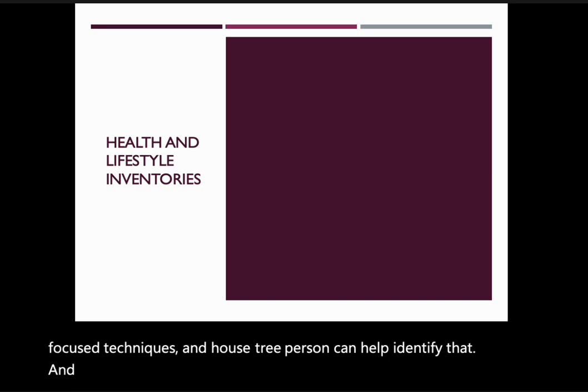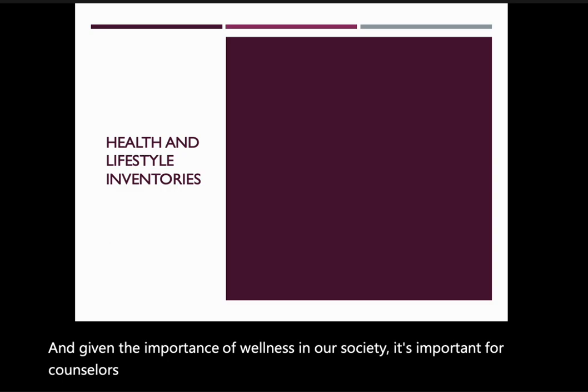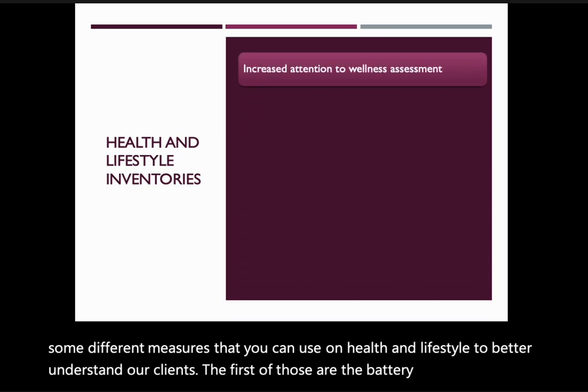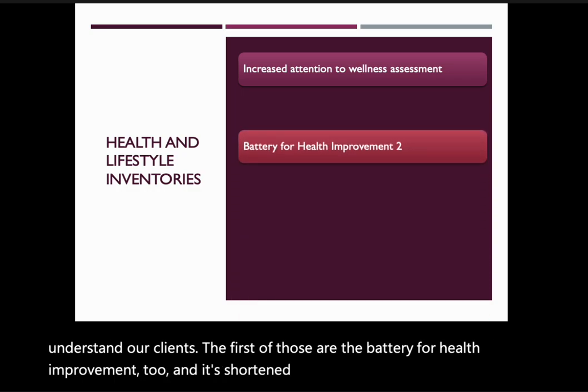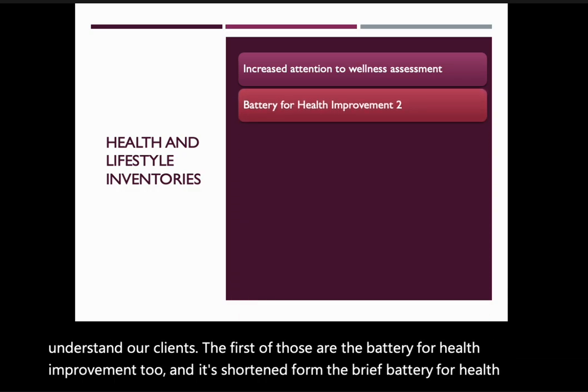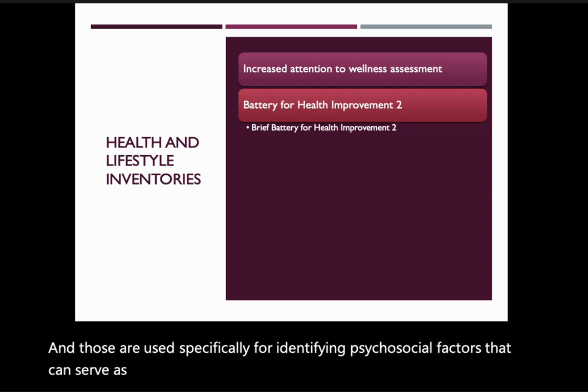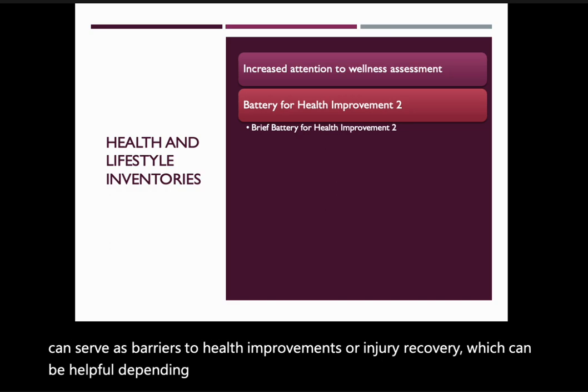And given the importance of wellness in our society, it's important for counselors to continually evaluate an individual's wellness. And there are some different measures that you can use on health and lifestyle to better understand our clients. The first of those is the Battery for Health Improvement 2, in its shortened form, the Brief Battery for Health Improvement 2. And those are used specifically for identifying psychosocial factors that can serve as barriers to health improvements or injury recovery, which can be helpful depending on your client's presenting concern.